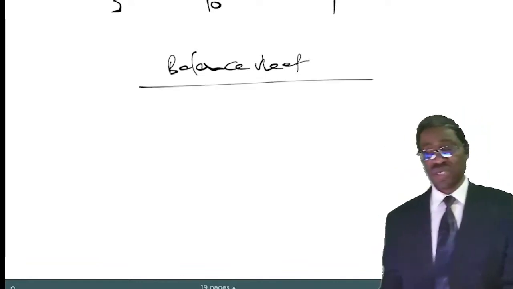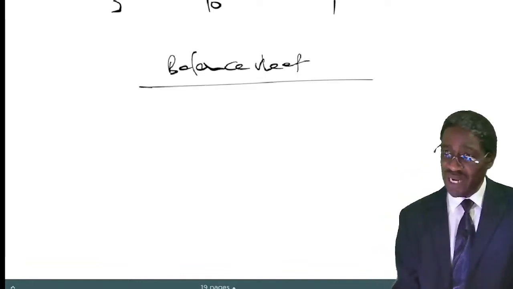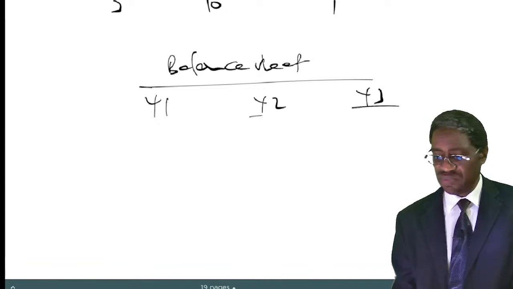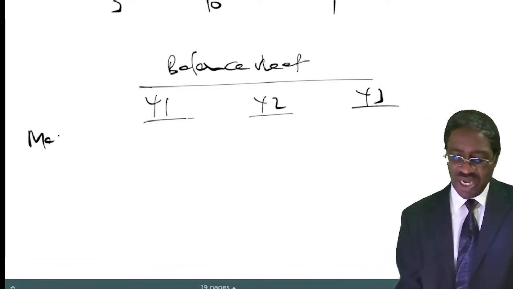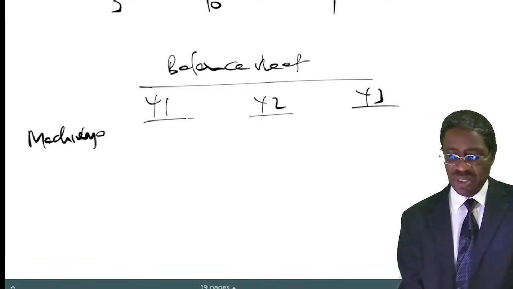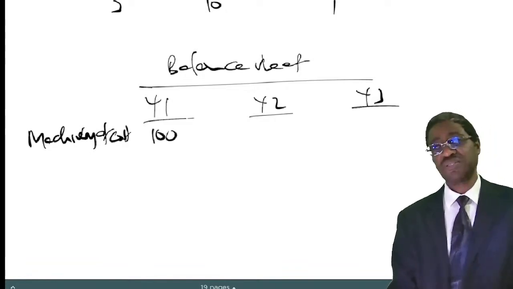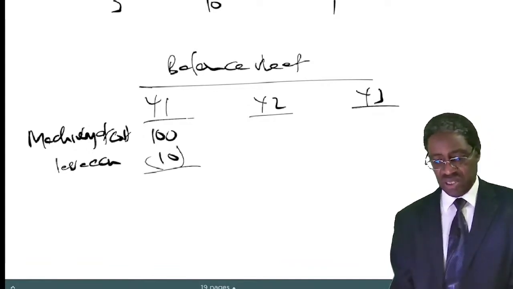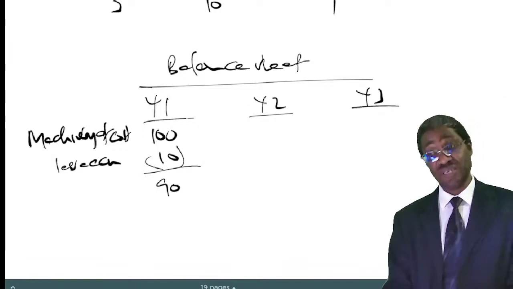Balance sheet. Listen to this now. For the balance sheet, again, year 1, year 2, year 3. You will have your machinery at cost. Machinery at cost, that is 100 million. Now you will have less accumulated depreciation of 10 million in year 1. That will give you a book value of 90.